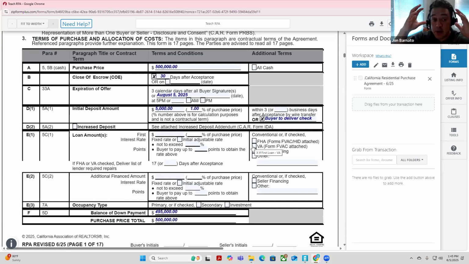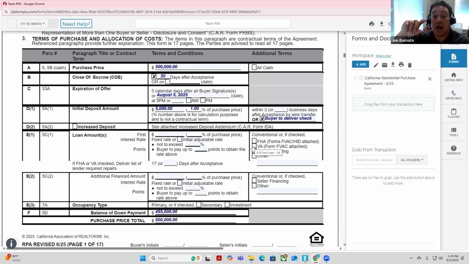Say they did a contract today. Today is Tuesday. Tuesday would be day 0. Wednesday would be day 1. Thursday would be day 2. Friday would be day 3. The initial deposit is due to escrow by Friday.